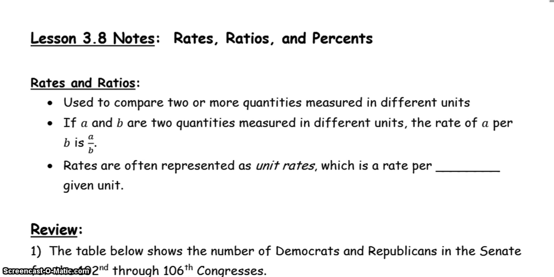Rates and ratios are used to compare two or more quantities measured in different units. If A and B are the quantities in different units, the rate of A per B is A over B, written as a fraction most times. Rates are often represented as unit rates, which is a rate per one given unit. The most common probably is miles per hour for time or for the speed.